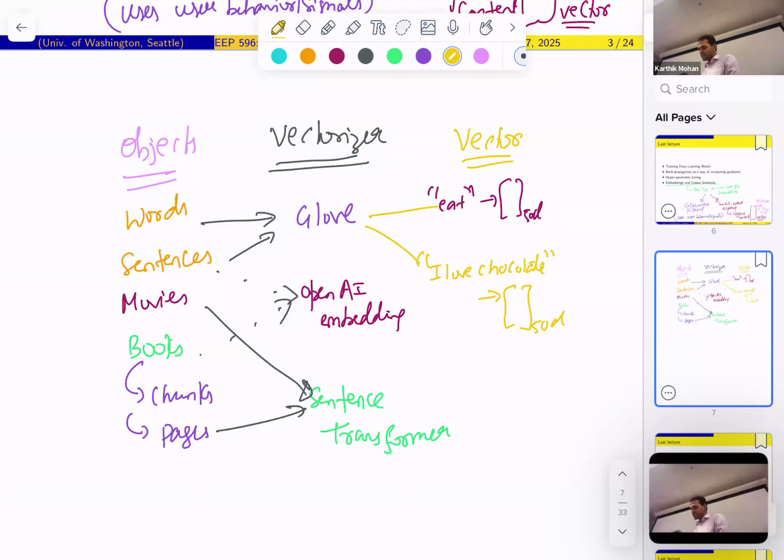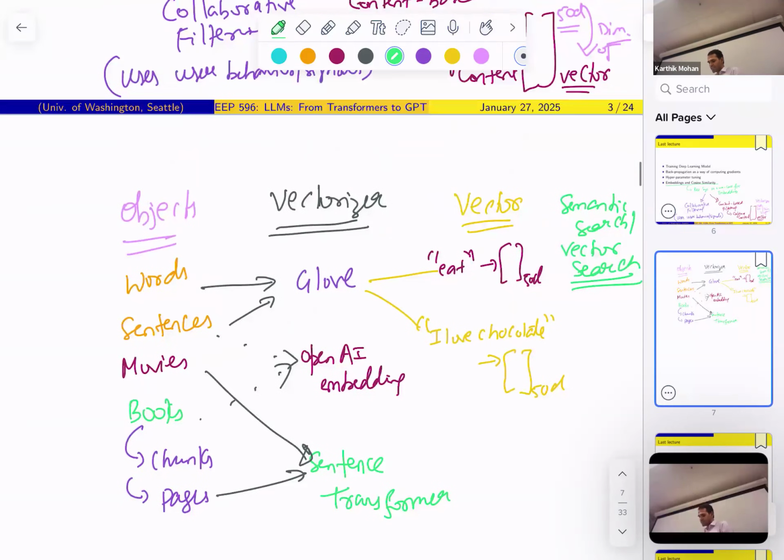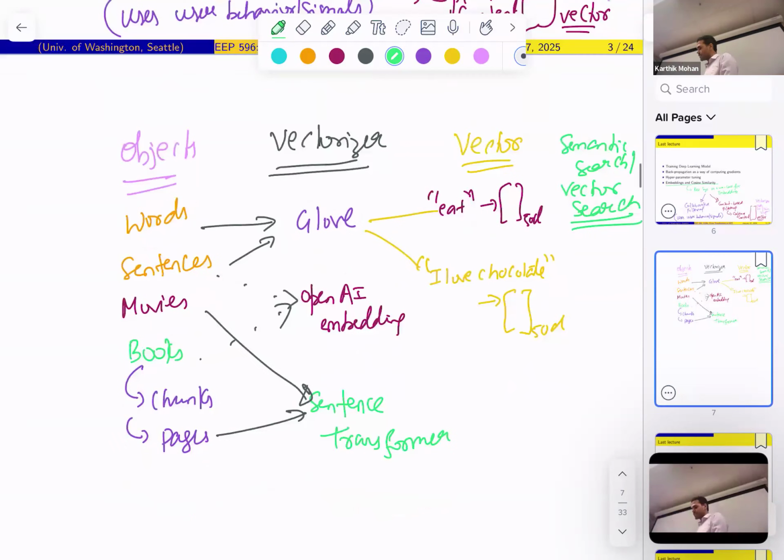Then, after this, we have semantic search. Also, you hear vector search. And so obviously, once you take objects, you vectorize them using a vectorizer.